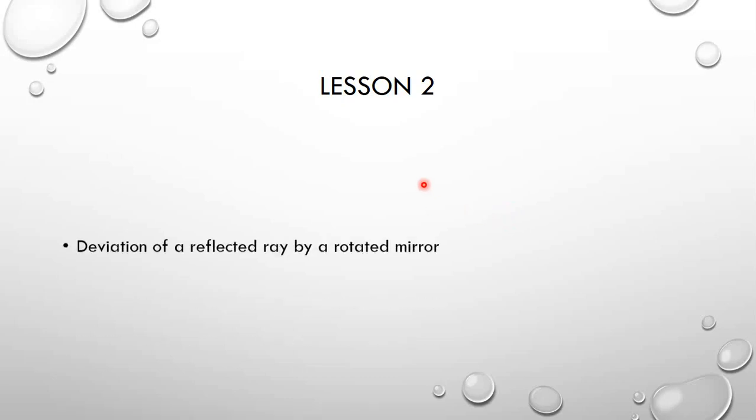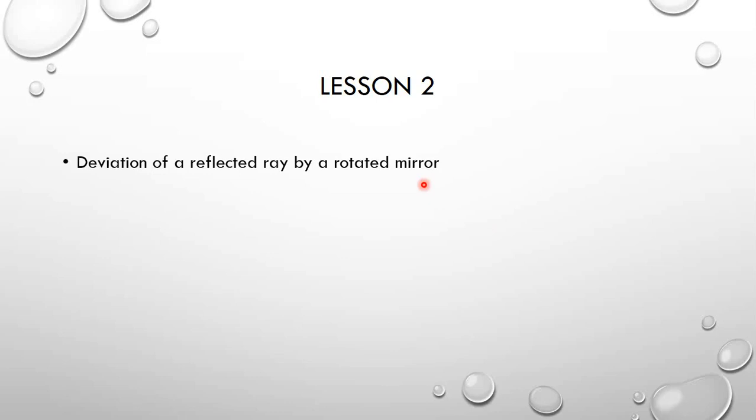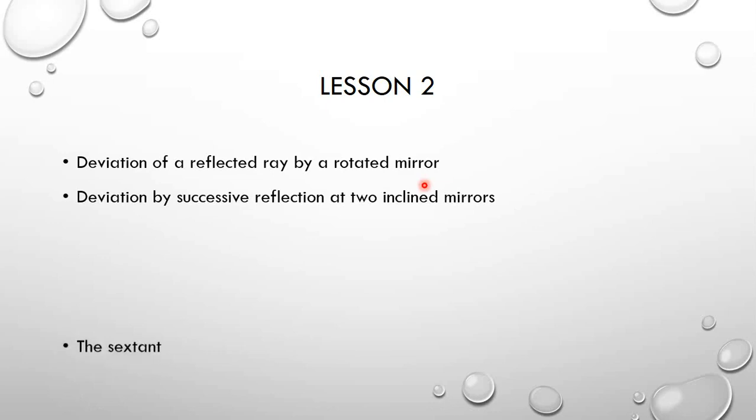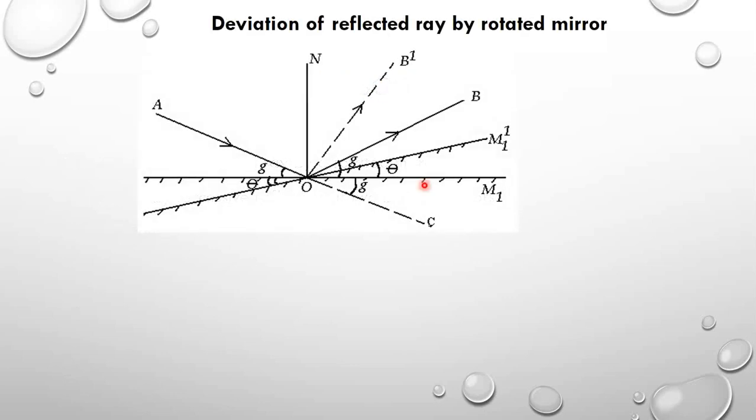In this lesson, we are going to look at deviation of a reflected ray by a rotated mirror. We shall also look at deviation by successive reflection at two inclined mirrors, and then last we shall look at the sextant.